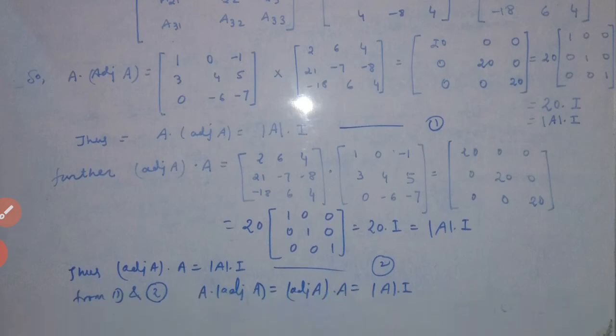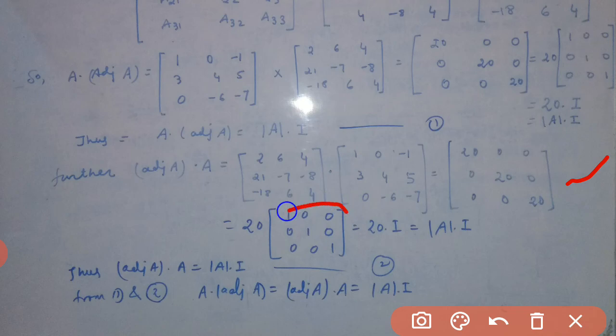Fine. Now further, adjoint of A into A. We will write the adjoint of A first, and thereafter the matrix A, and we will multiply these. So again we get the same value as 20, 0, 0, 0, 20, 0, 0, 0, 20. So again we have 20 common, and we have here the identity matrix, and this is equal to what? 20 into I, that is determinant of A into I.